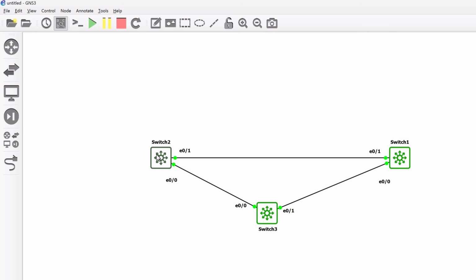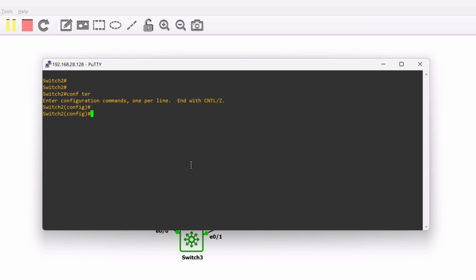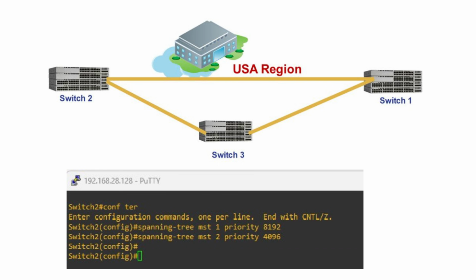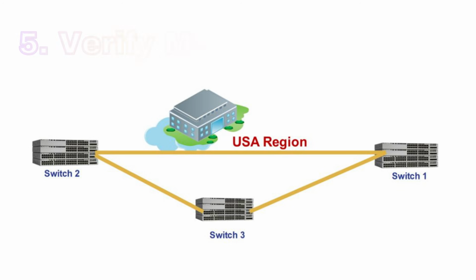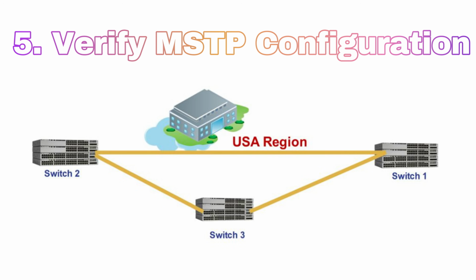Now open switch 2, go to the configuration mode, and type the same command, spanning-tree mst 1 priority 8192, and then type spanning-tree mst 2 priority 4096. So by typing these two commands, we have selected switch 2 as a root bridge for instance 2 and backup for instance 1. Step 5, the last stage.